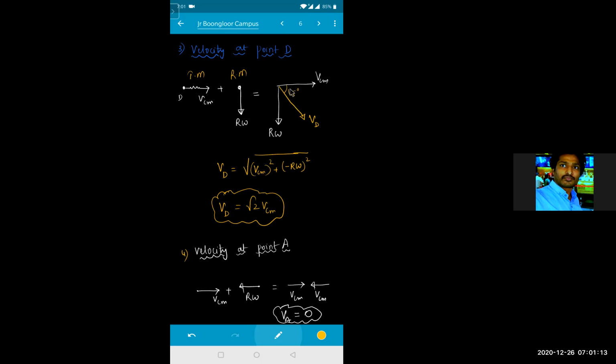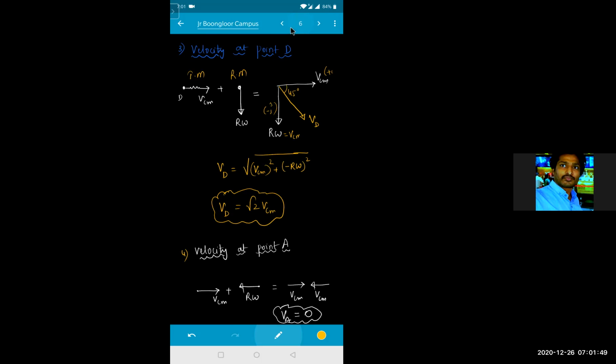And this is also making an angle of 45 degrees, because R omega is also equal to VCM. If the two sides are equal, then the angle will obviously be 45 degrees. So the velocity at D is equal to the square root of VCM whole square plus R omega whole square, with minus j cap on one and plus i cap on the other. So the velocity at point D will be equal to root 2 into VCM. Clear?